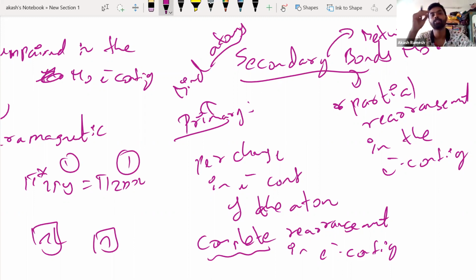So that is what we're going to study now. How are these molecules held with each other? How are they connected? Now, obviously, it cannot be one answer.